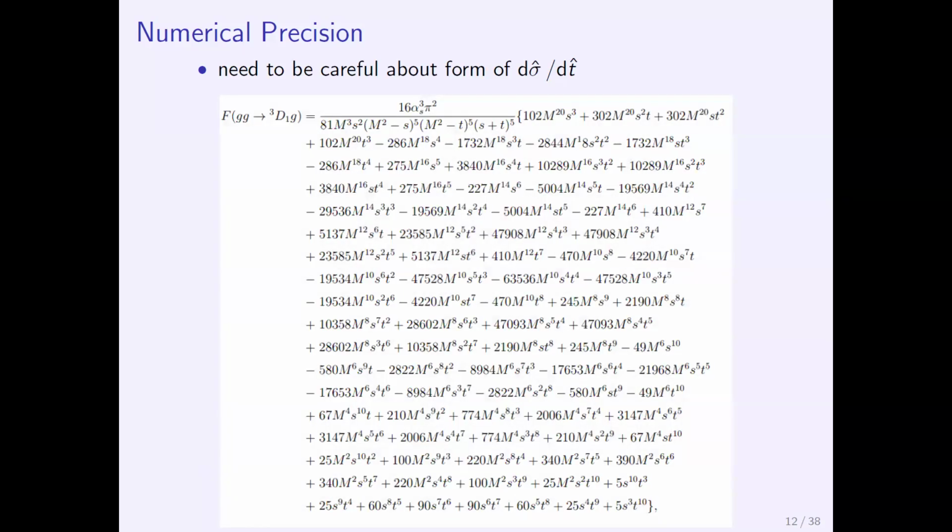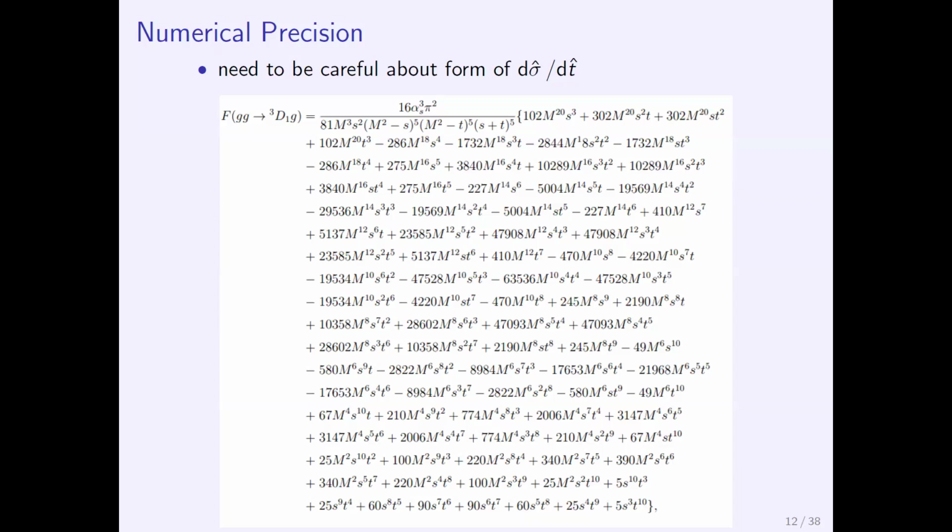So here is a relatively complicated matrix element. This is the integrated matrix element for gluon-gluon going to a D-wave state of quarkonium, so 3D1 in this case. This is a specific quarkonium state, for example, the Psi 3770. And you can write this thing out in terms of T, S, and U. Here, I didn't put hats over everything. These are the partonic ones that we're talking about here.